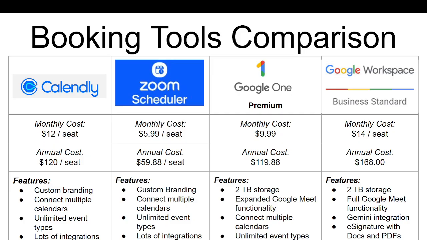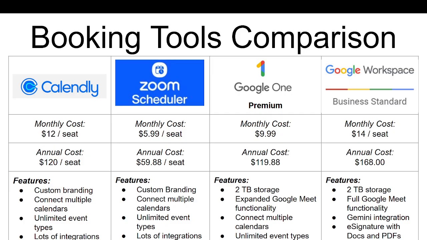You can use the booking tool right now. However, it is limited to only connecting to that one calendar and also only one event type. So again, you can't set a 30 and a 60-minute meeting. It's only going to fit 30 or 60, whatever you set. So it is a little bit more limited.